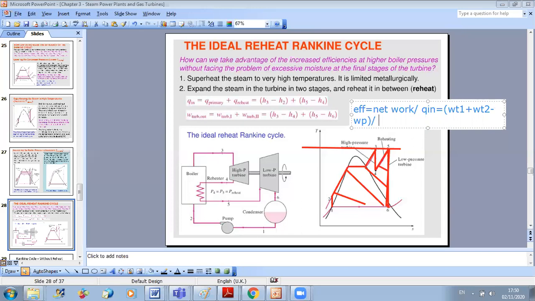Now for qin, it's the heat added to our steam. We have two heating stages in the boiler, so we should take into consideration q1 plus q2, or if you want q primary plus q prime. What is q prime? It's the heating in the second stage, so you can call it also q primary and q reheat. So first q primary is when you heat from 2 to 3, so it's H3 minus H2, while q reheat, which is q prime, is the heating between 4 and 5, so it's H5 minus H4. Okay, so this is how we can compute the efficiency of such a system.